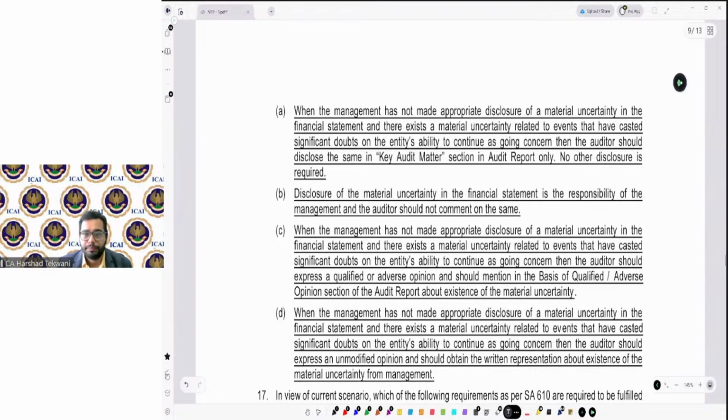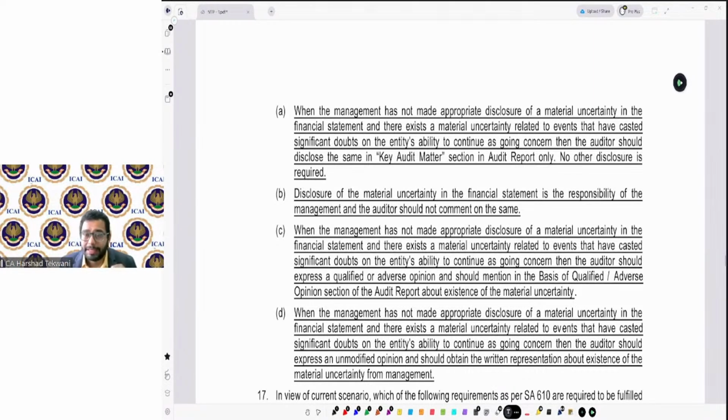Which option will you choose? Good, Namrata. Very good. Good, Janvi. Good, Sumit.